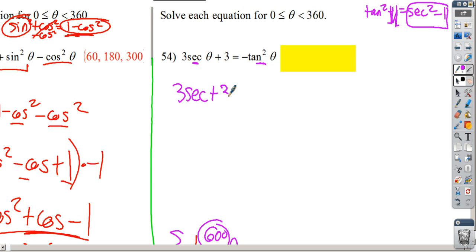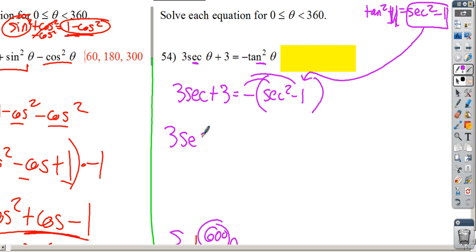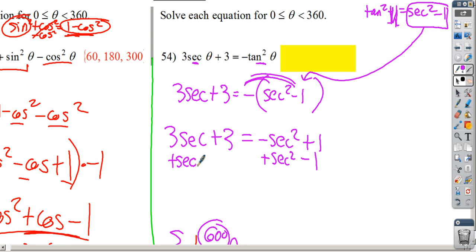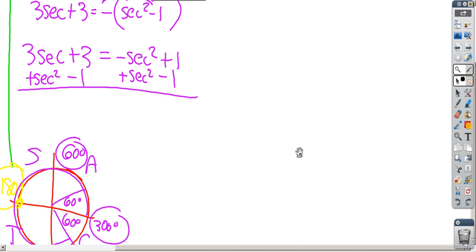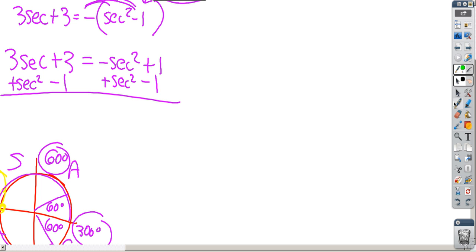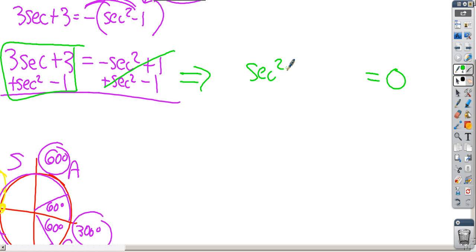So 3 secant plus 3 equals negative, and then we're going to plug this in right here: sec squared minus 1. Let's distribute the negative, so we get 3 secant plus 3 equals negative sec squared plus 1, because negative times negative 1 would be positive. Okay, then let's add the sec squared and subtract the 1. Let me move this over so we'll continue the problem right here because we had a bunch of work over there. So this whole side equals 0 now, and this side right here simplifies to sec squared plus 3 times secant, and then 3 minus 1 is 2.